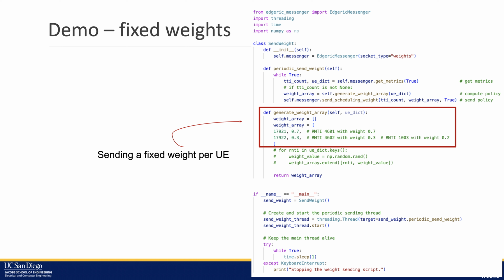Basically fixed weights, as you can see, we are trying to give 0.7 to one of the RNTIs and 0.3 to the other RNTI. This is pretty visible in the gNB console when we, I'll try to run it at the end of the talk maybe.